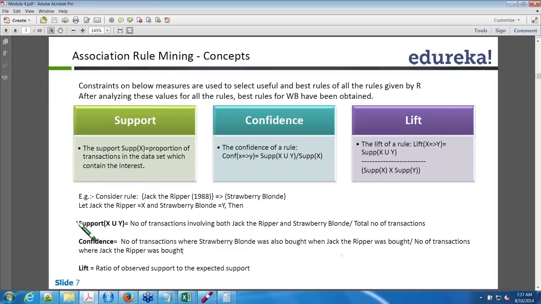Ashish, is it clear? Between support and confidence only the denominator is different. Yes. No, it is reversed here. Okay.